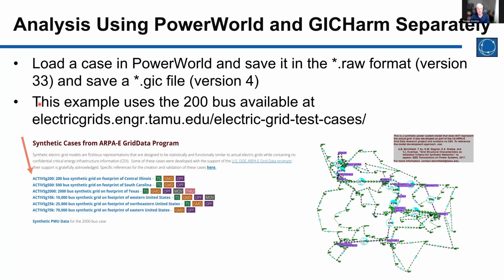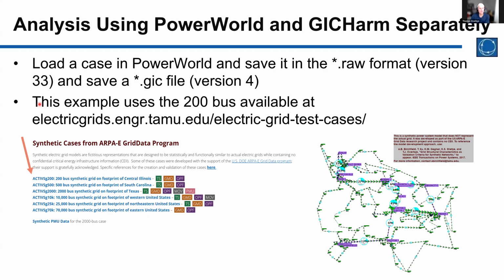The 200 bus case is a synthetic grid, which means it's a fictional grid, so it can be freely shared. The grid I have is from the grids that we have on the Texas A&M website, electricgrids.engr.tamu.edu. It's actually one of the earlier synthetic grids that we made. We made it when I was still at the University of Illinois, so we modeled central Illinois. It's just a test system that you can use. The nice thing about these test systems on our website is they do have GMD values associated with them, like substation grounding and things like that.